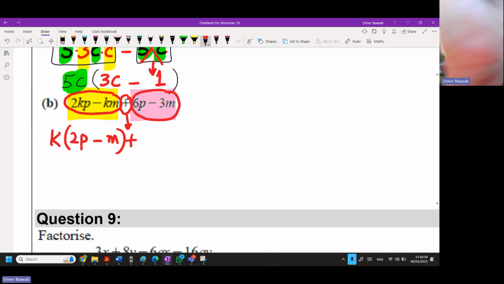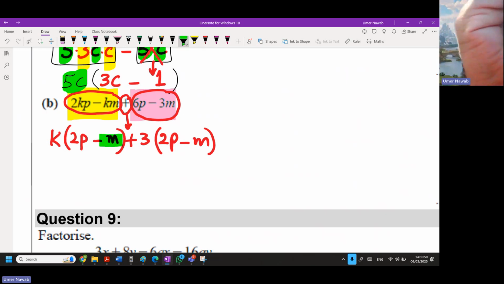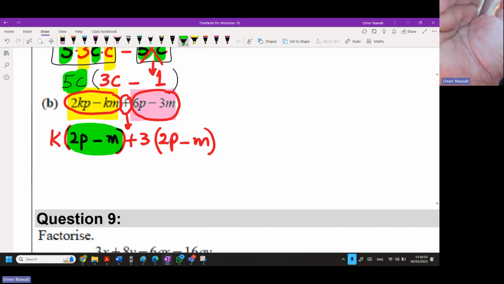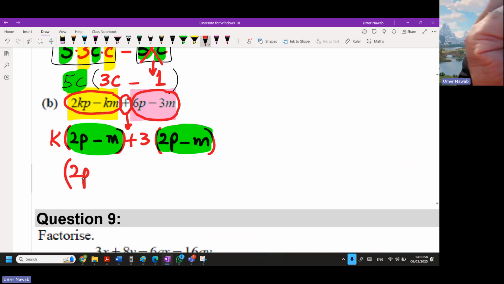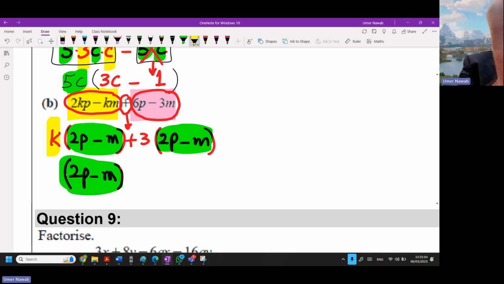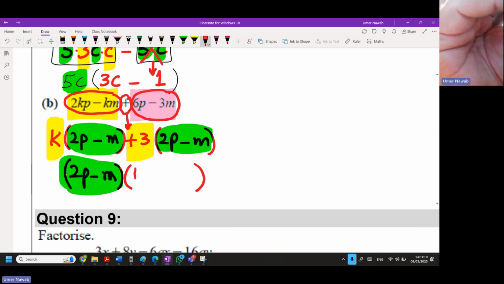Now check out what is common in the 6p minus 3m. Mr. Omar, 3 is common in these two terms. When the 3 is out, what is left behind in 6p? It will be 2p, and the minus will stay, because whenever you take a plus sign outside, the minus sign doesn't change. It stays the same. And 3 gone outside, m is left. The interesting point is this is 3 times (2p minus m) and k times (2p minus m). So in this case, 2p minus m is a common bracket. So once you take the 2p minus m outside, what is left behind? The left behind items are k plus 3. So in the next bracket, I'm going to write k plus 3.